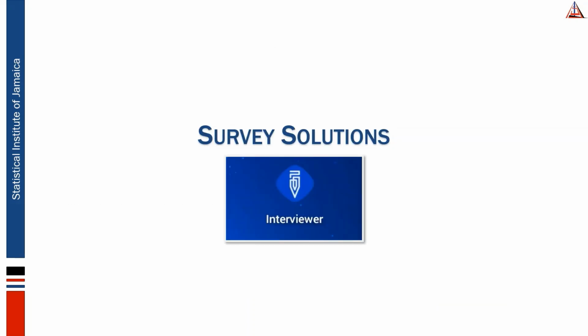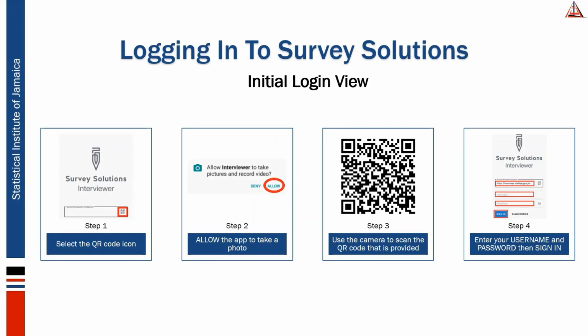Survey Solutions. When logging into Survey Solutions for the first time, you will either be required to enter the synchronization endpoint or you may scan the QR code icon provided to you. So for step 1, you select the QR code icon, and then for step 2, you allow interviewer to take pictures and record video. For step 3, you will then use the camera to scan the QR code that has been provided to you. And finally, for step 4, you will enter your username and password and then sign in.